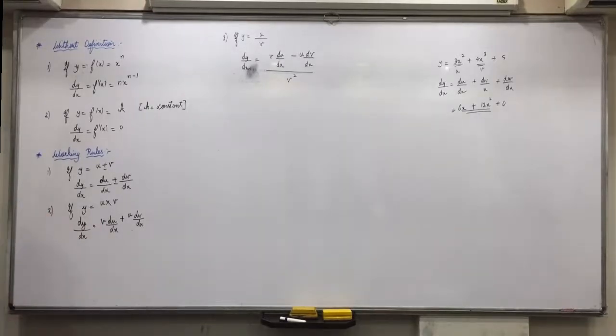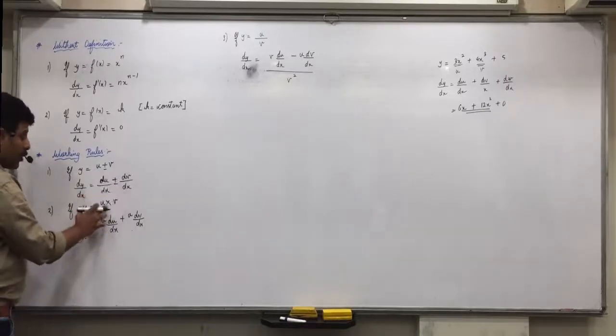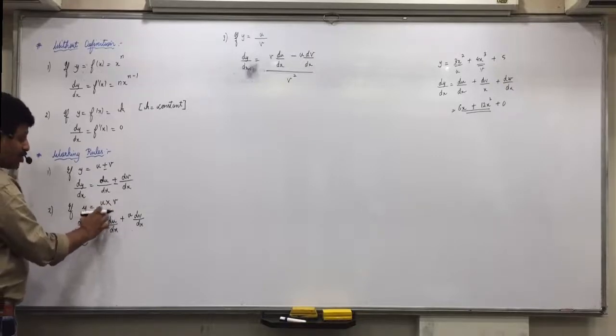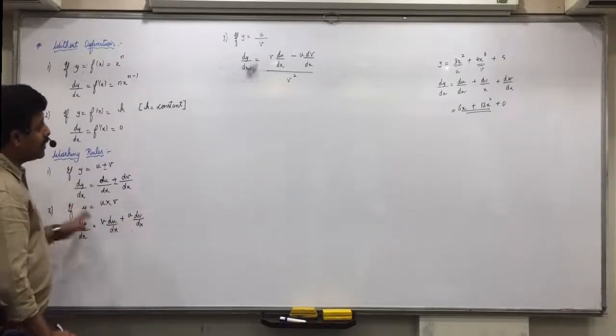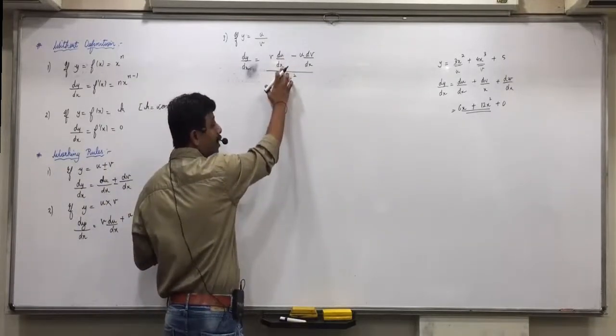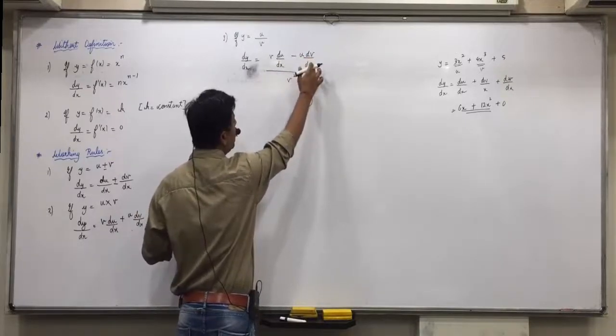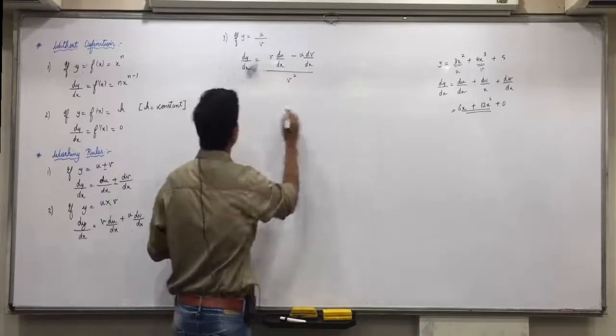It is easy to remember that in all the rules you will write du upon dx, dv upon dx. When it's plus minus, simply plus minus. When it's multiplication, then cross multiply v into du upon dx, u into dv upon dx. When it's division, then again cross multiply v into du upon dx, but division will become minus: u into dv upon dx, whole upon v square.